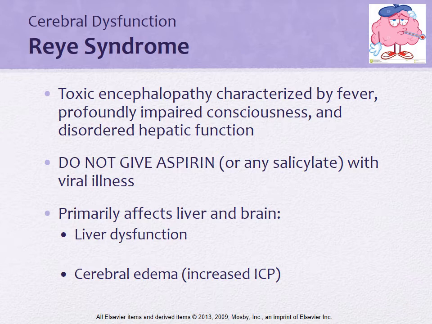And then cerebral edema, so they'll have increased ICP because again, it's an encephalopathy. They could be very lethargic to going into a coma. And because they have increased ICP, as we've learned previously, they are at risk for herniation. So you want to monitor them closely and do neuro checks and all those wonderful things.